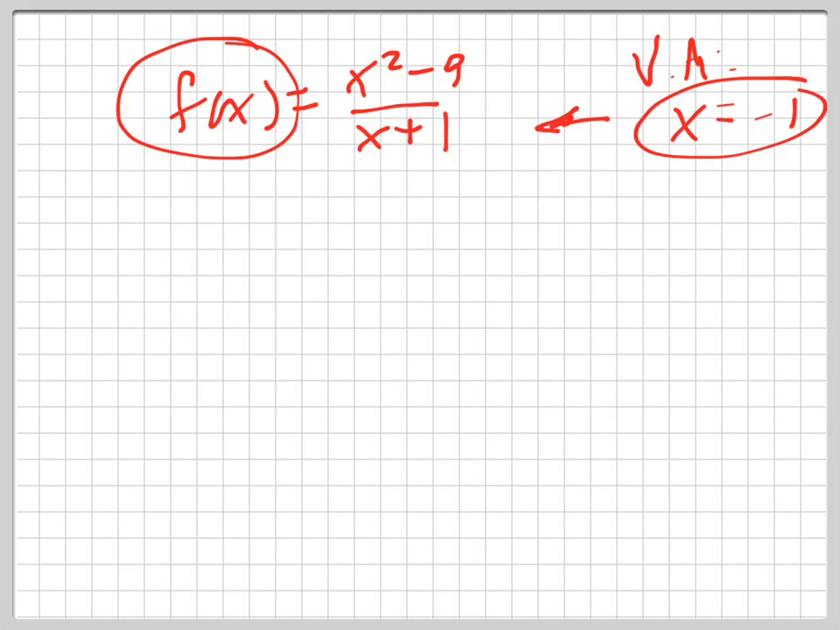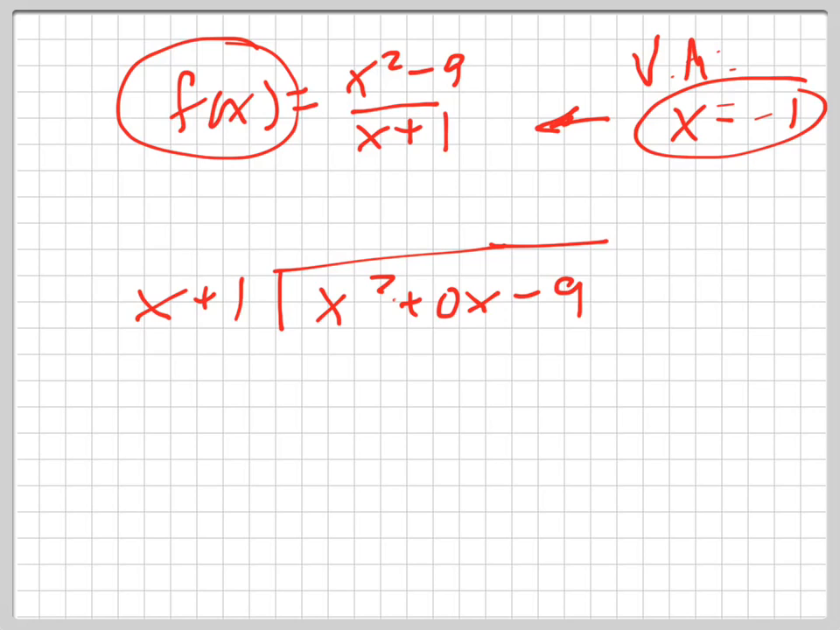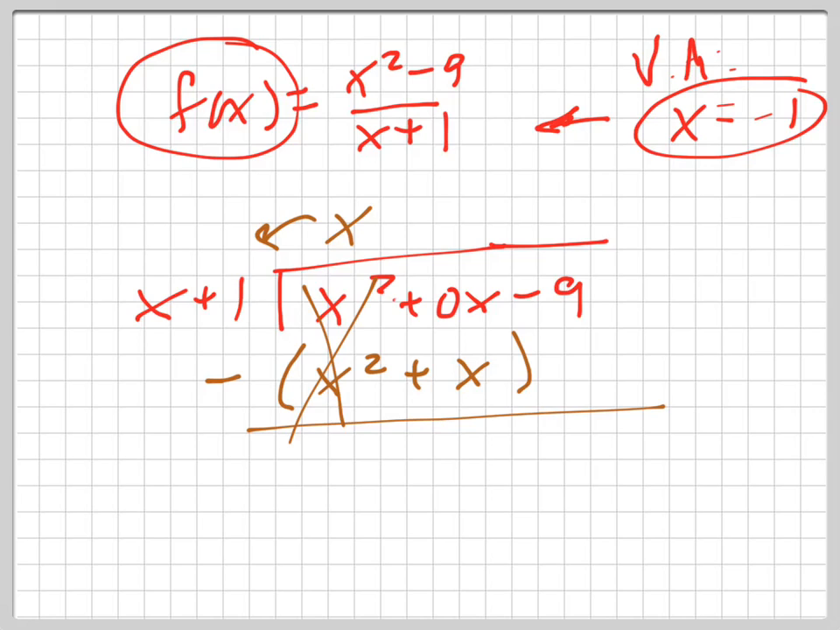Okay? So now let's find the slant asymptote. Plug in x squared minus 9. Again, leave a little space, plus 0x minus 9, because definitely for this one, when I multiply through by x, I'm going to get x squared plus x, and I'm going to have to subtract those. That's going to go away, but this is going to be minus x, because remember I have to distribute that negative in, and then minus 9.